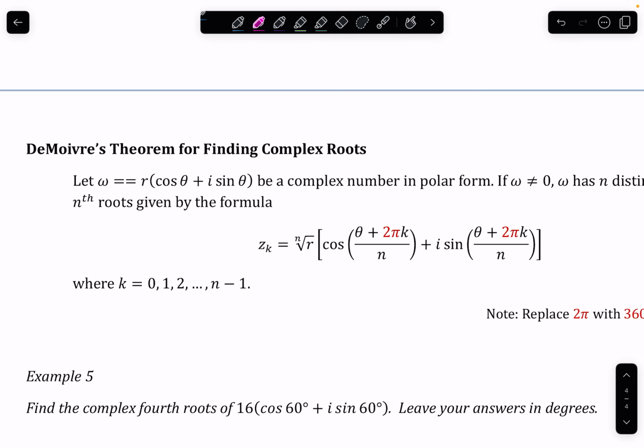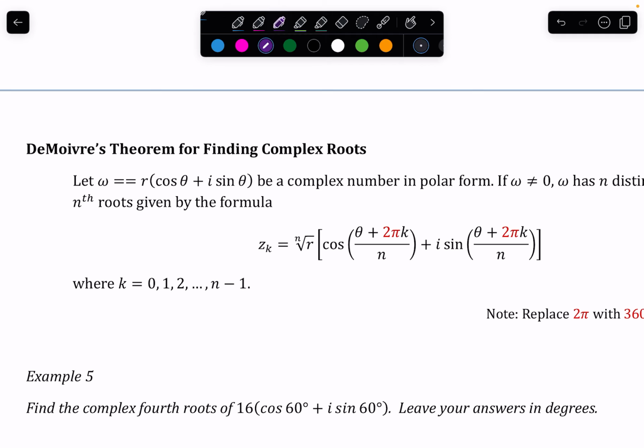Last thing we're going to look at is called De Moivre's theorem for finding complex roots. There's a double equal sign there. There should not be. A little scribble will get rid of it. Changing the letter just for fun, that's omega. It looks like a scripted W. So omega is a complex number.